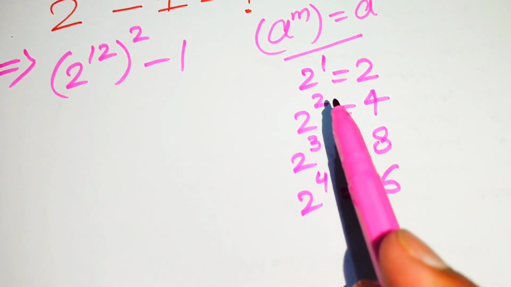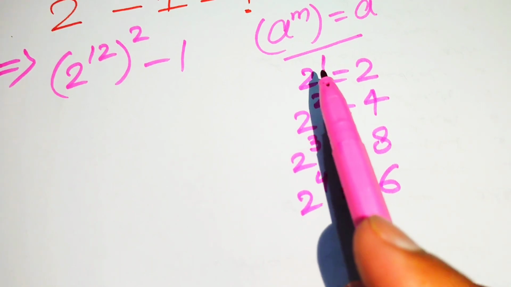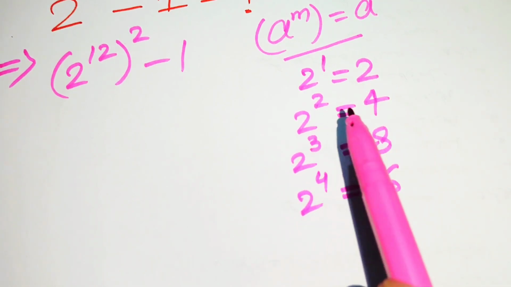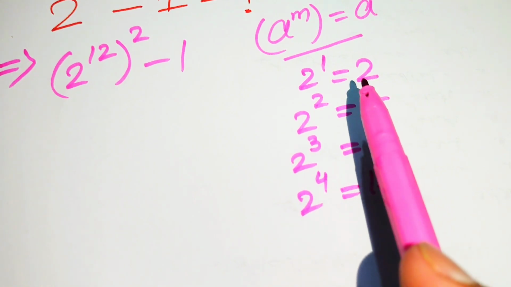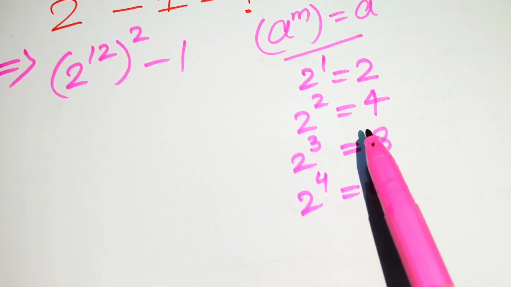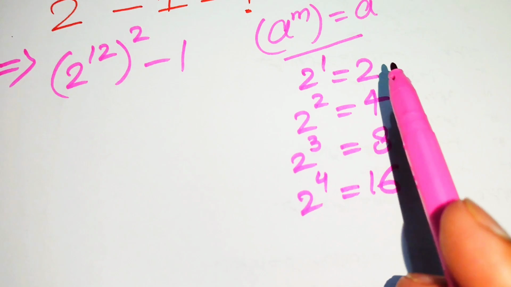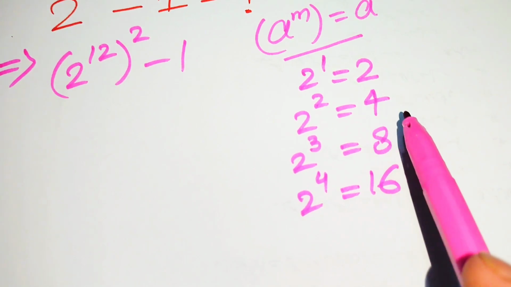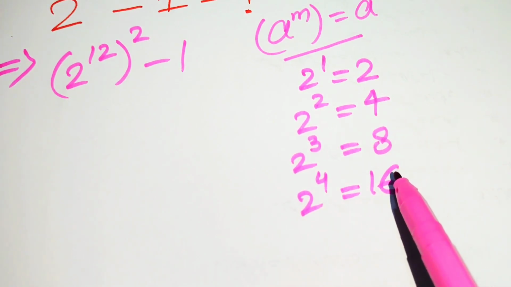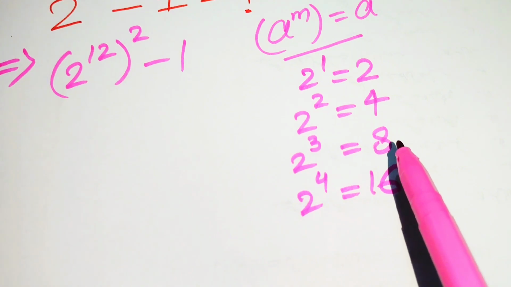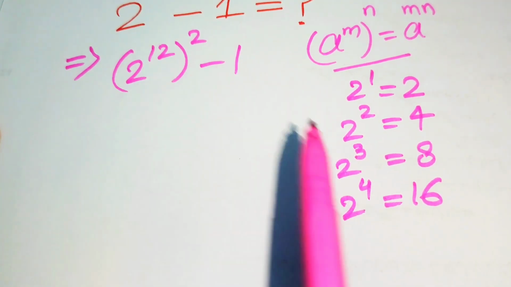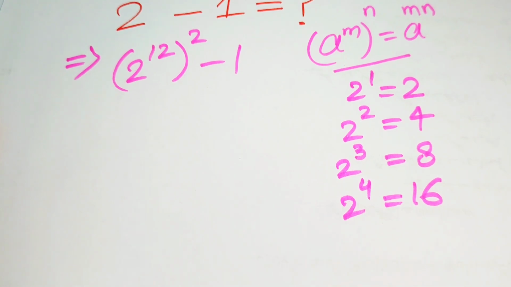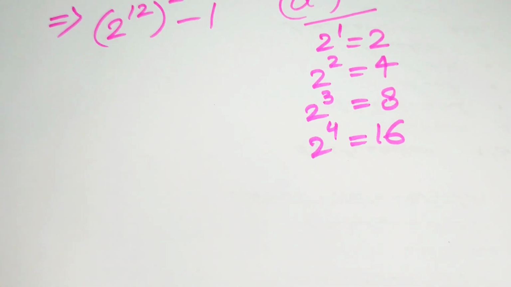If you focus on these values, you see 2 to the power of 1 is 2, 2 to the power of 2 is 4. It means that to get the next value, you just multiply the previous value by 2. So 2 times 2 is 4, 4 twos are 8, 8 twos are 16. It means that you get the multiples of 2. Now we expand this 2 to the power of 12 in this way, proceeding from 2 to the power of 4 up to 2 to the power of 12.